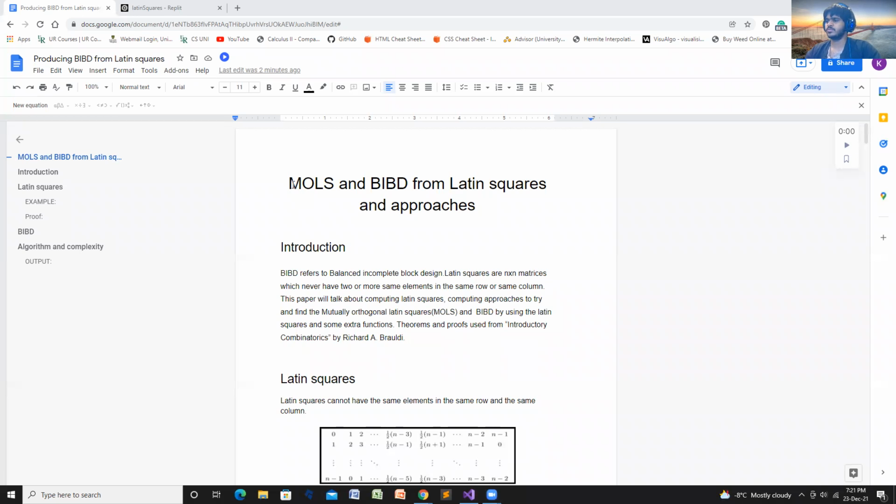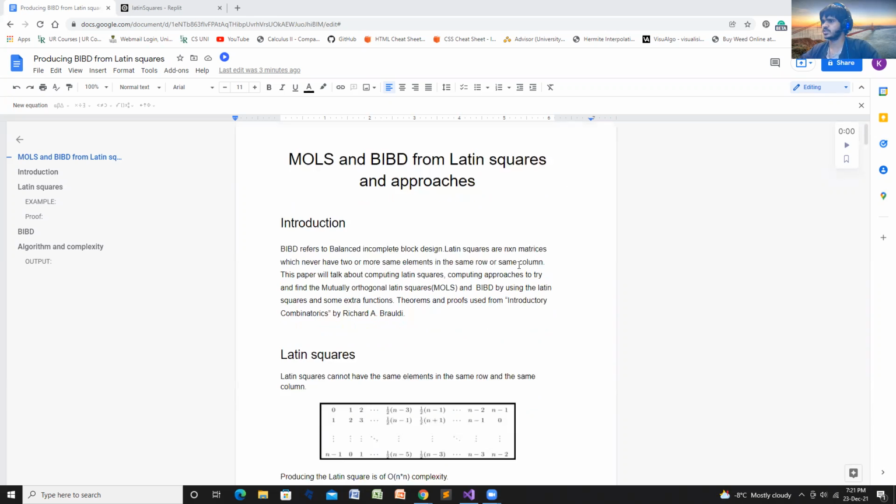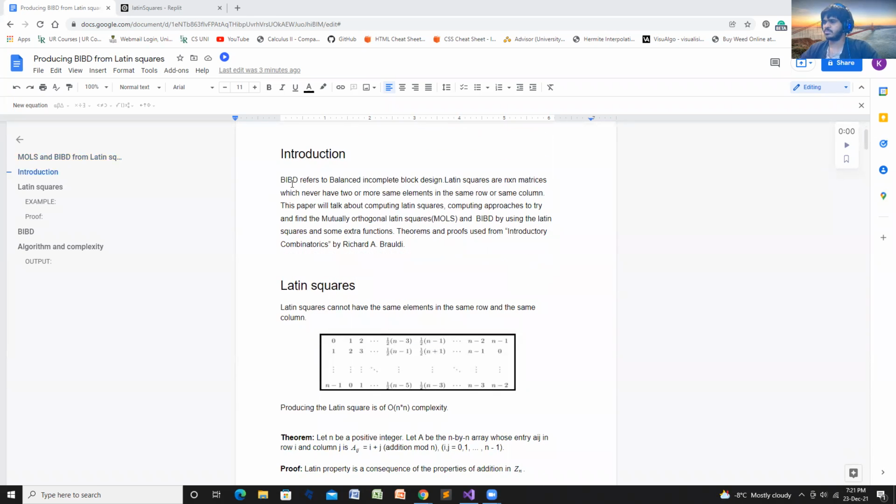Hello. This paper will be talking about mutually orthogonal Latin squares and balanced incomplete block designs and how to form them from Latin squares and their approaches. So as we know, BIBD refers to balanced incomplete block design, and Latin squares are n by n matrices which never have two or more same elements in the same row and same column.